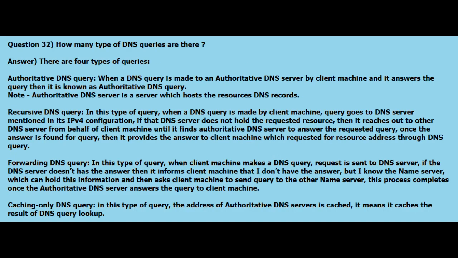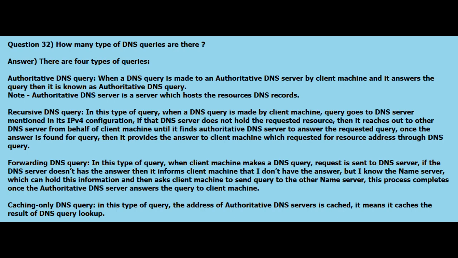Question 32. How many types of DNS queries are there? Answer. There are 4 types of queries. Authoritative DNS query. When a DNS query is made to an authoritative DNS server by a client machine and it answers the query, then it is known as authoritative DNS query. Note: authoritative DNS server is a server which hosts the resource's DNS records.